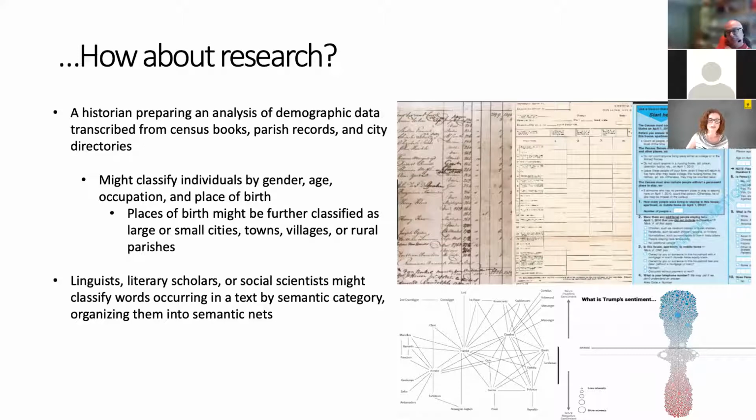So linguists, literary scholars, social scientists might classify words occurring in a text by semantic category, organizing them into semantic nets, as we see here an example of characters from Hamlet. And the one next is sentiment analysis from one of the many Trump's social media analysis reports.